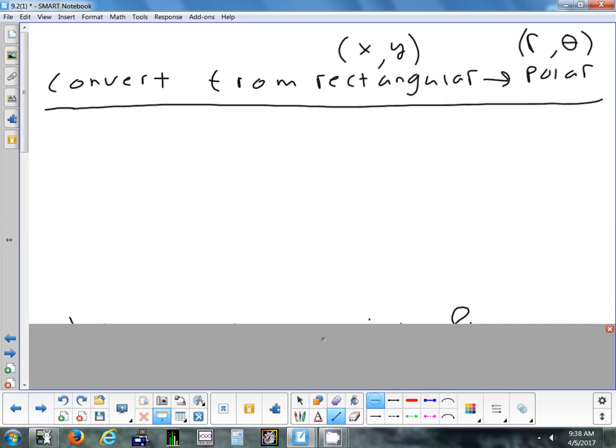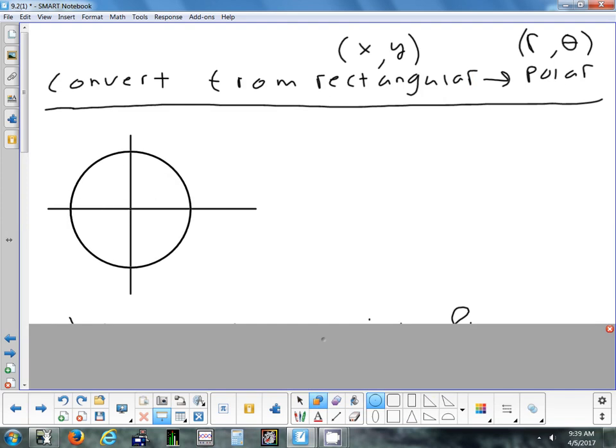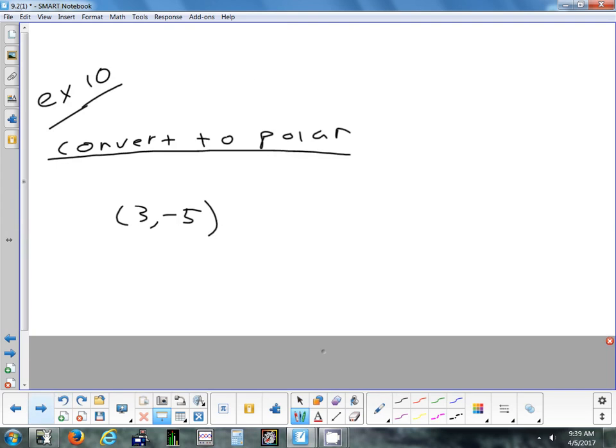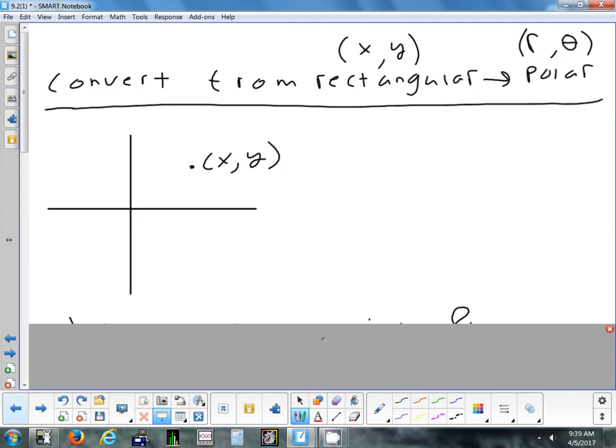Let me sketch the diagram a little nicer than what I had. Actually we don't even need a circle. We've got a coordinate right there. That coordinate is going to have an x and a y value, which you'll know, like in this problem. What do we need again? R. I need to figure out the distance between that point and the origin. That's my r. And what else do I need? Theta. I have to figure out that angle.